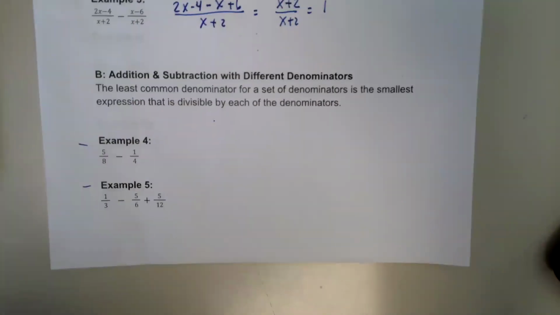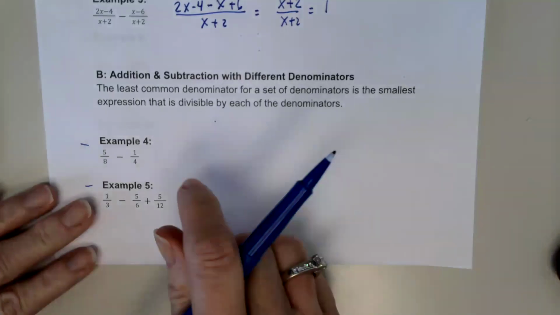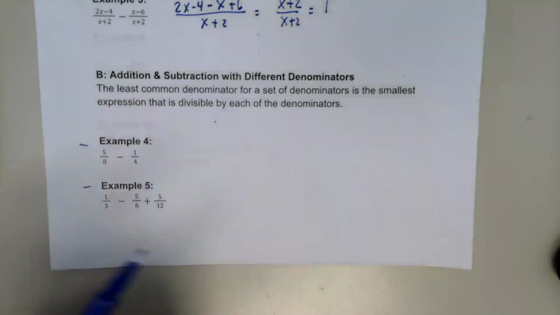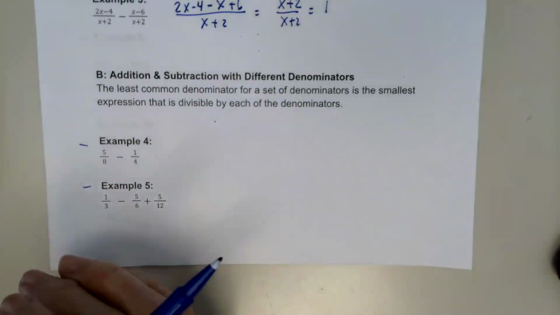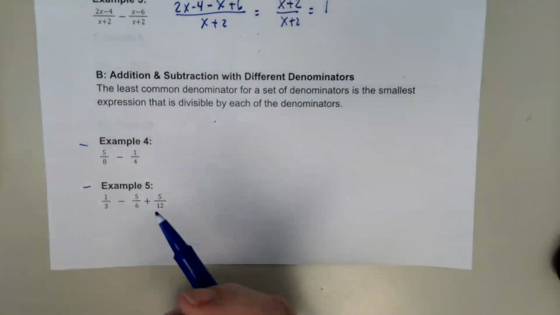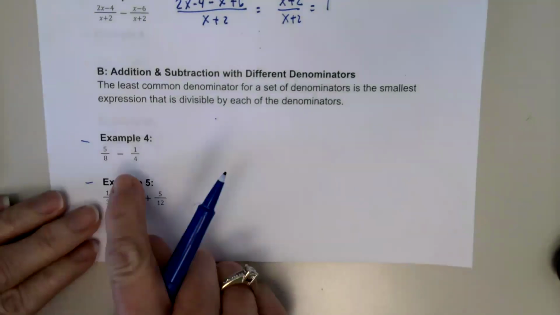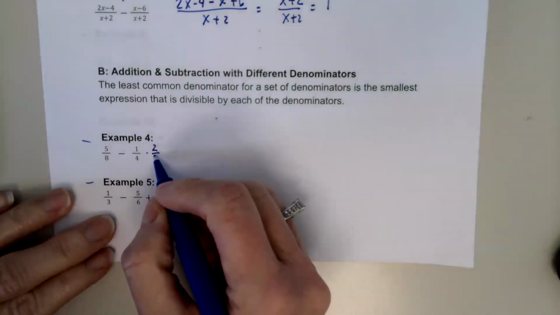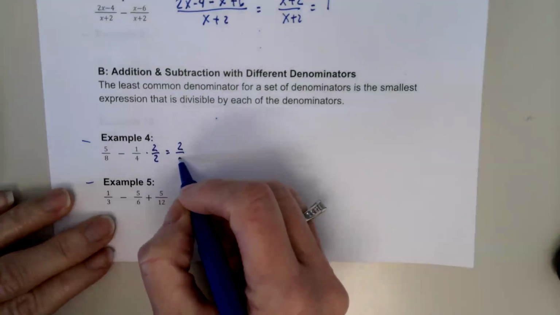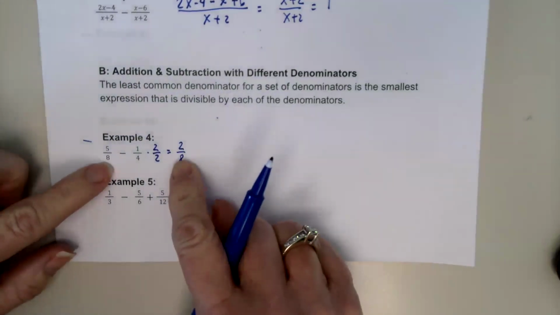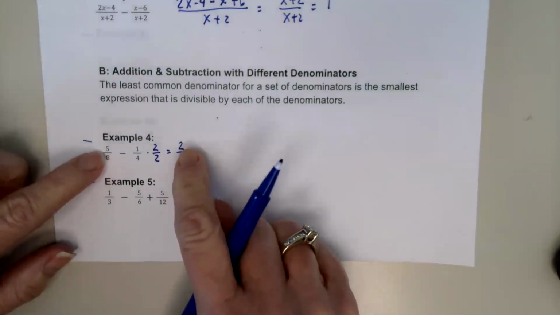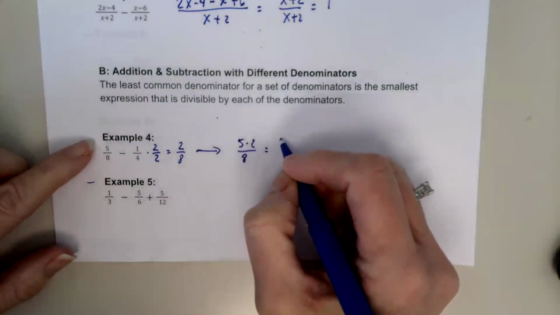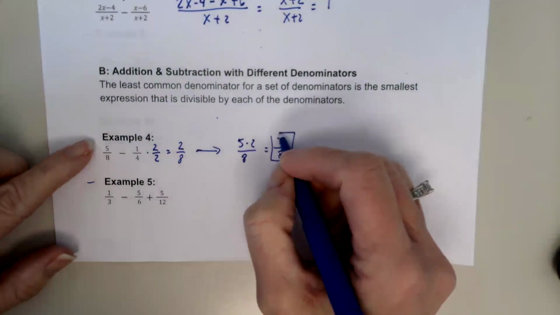Now, if we add and subtract fractions with different denominators, we have to get them to a common denominator or a common size, or we can't add the numerators. We're not going to be adding like things or subtracting like things. So for instance, we have 5/8 minus 1/4. So I know that I can multiply this by a 2/2, and I will get to 2/8. So now we have two fractions with the same denominator. So 5/8 minus 2/8 is 3/8.